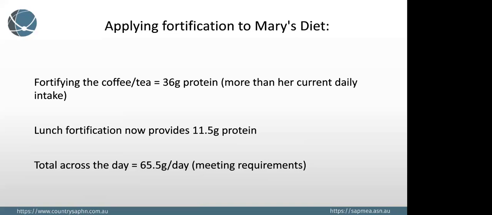So her total across the day goes from about 30 to about 65.5 grams, which is meeting her requirements. She's kind of right in the middle of what she needs to be now. So that should help with the muscle repletion straight up.